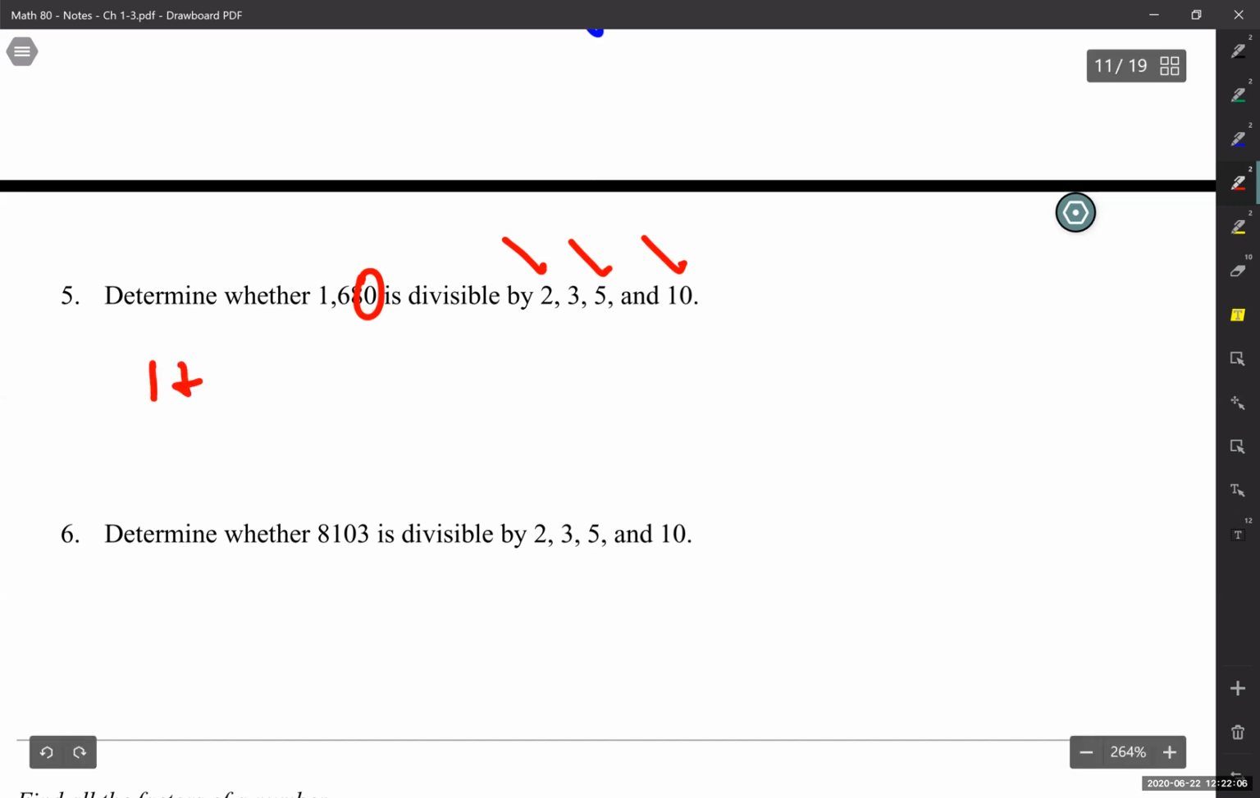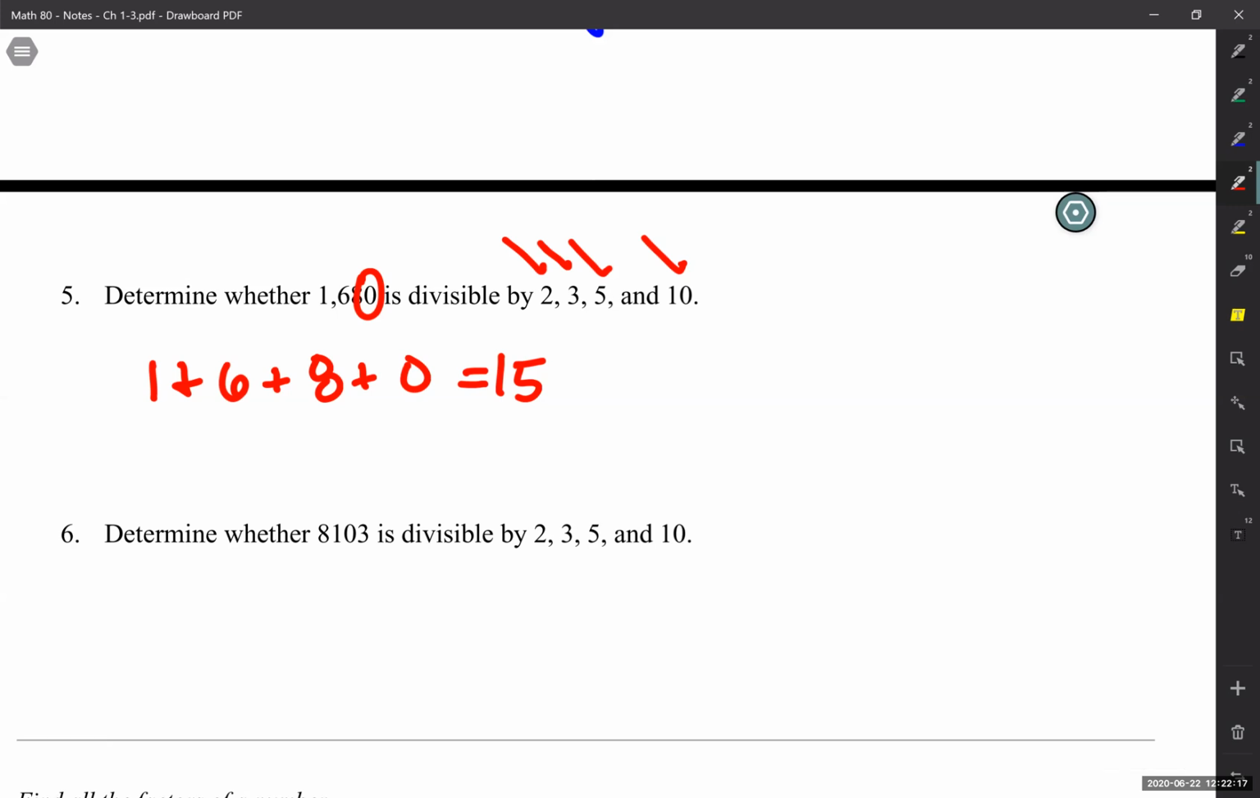Finally, I will add up 1 plus 6 plus 8 plus 0, 14, 15. Therefore, it is divisible by 3. So all 4 numbers work for this. So 3 of them were easy to check just by looking at that last number, and then 3 we had to write out. All right, last one on divisibility.